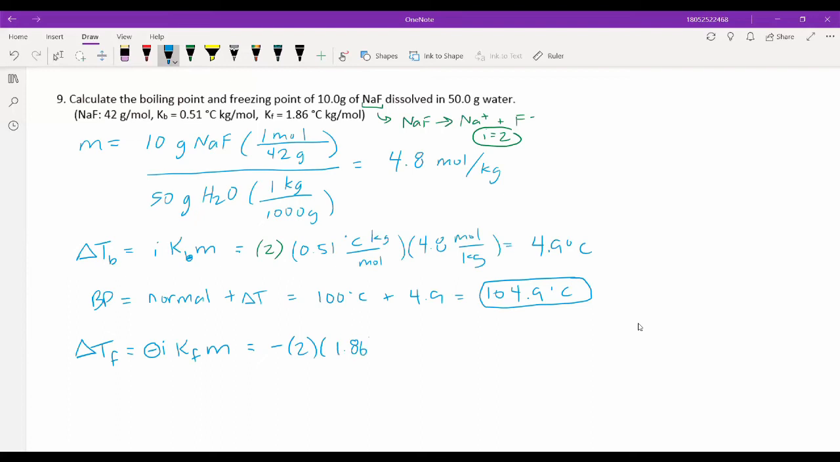Here's our Kf, and then our molality, I'll just leave out the units. This is negative 17.9. So you can see this is a bigger change. The freezing point depression is larger than the boiling point for water. So again, we have our normal freezing point plus the change. Kind of nice because for water it's just 0. So we just subtract from 0 to get the same answer.